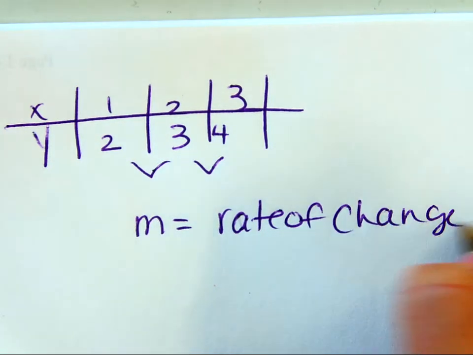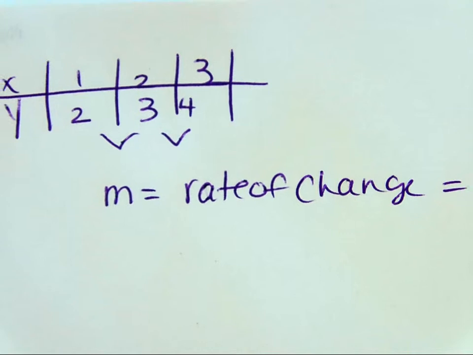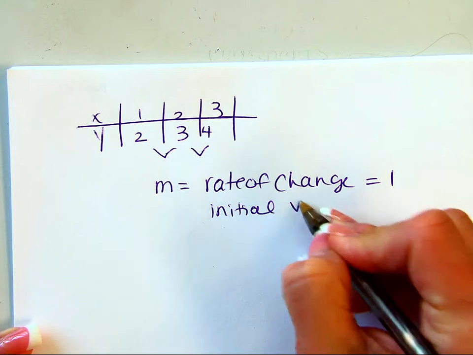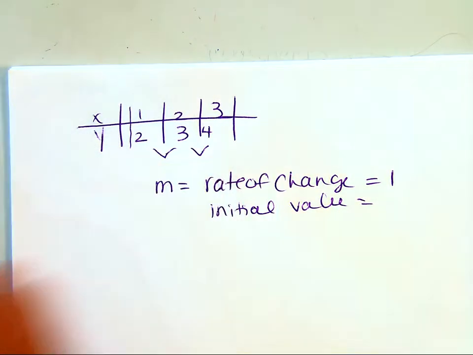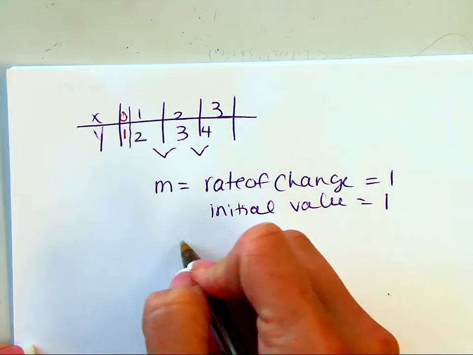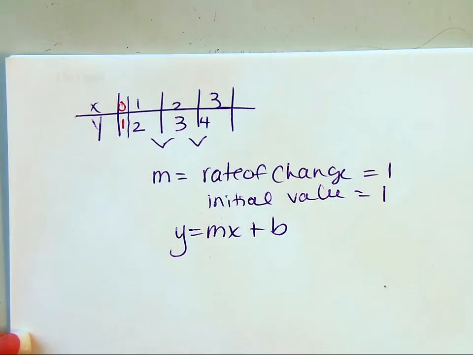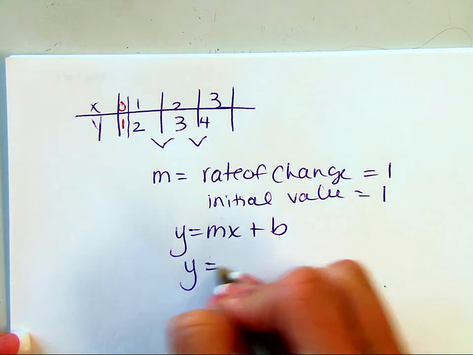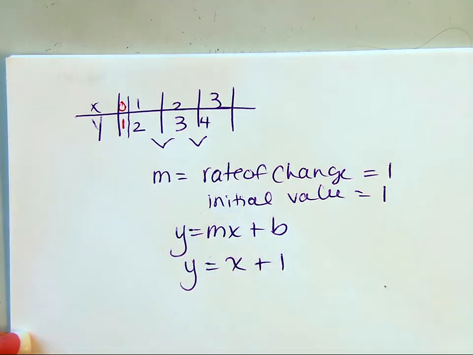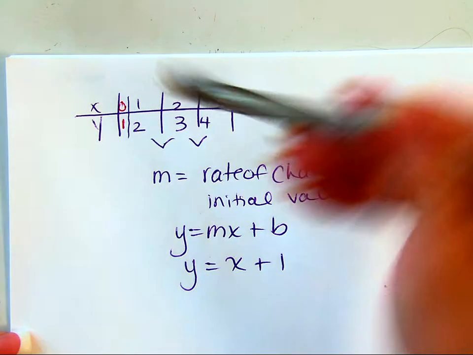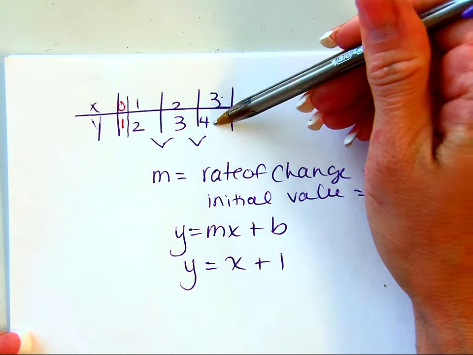Which is 1. And our initial value, just like we do in our bell work, is, if it's not there, then you need to put it in: 1. Okay, of course. y equals mx plus b, so y equals x plus 1. Okay? So is every one of these y values the x value plus 1? Yes, it is. If the x value is 3, add 1 to it and you get 4.